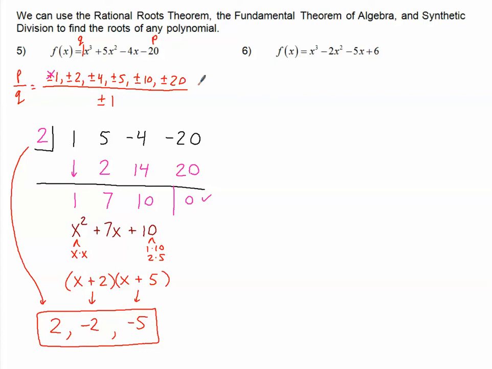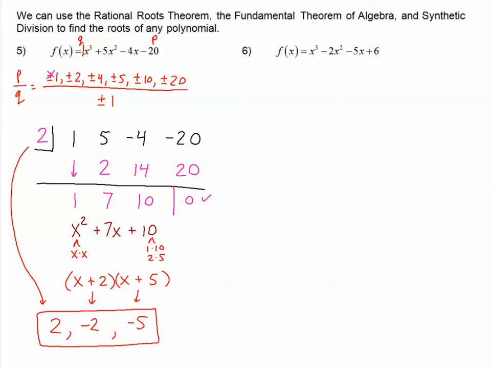So that's what we're going to do. We're going to list our possibilities. We're going to test and test and test and test. And unless you're a very unlucky guesser, it might take a while until we get one of them that yields a 0. Once we have that, we can take the quadratic that's left and factor.